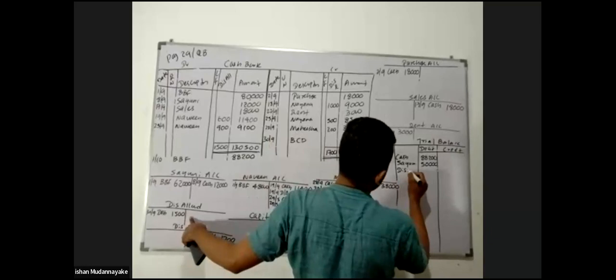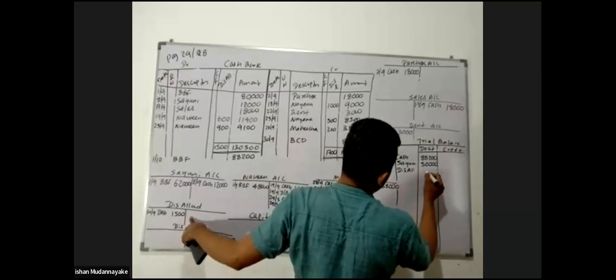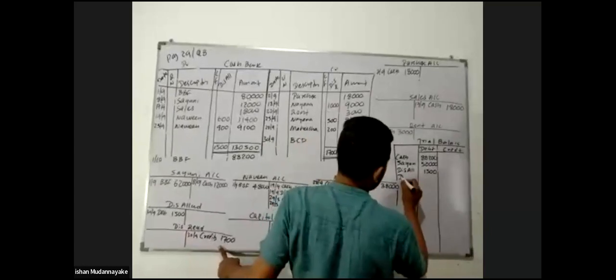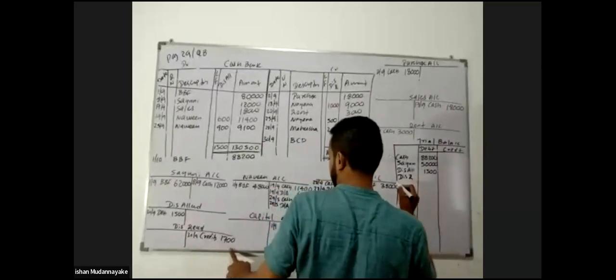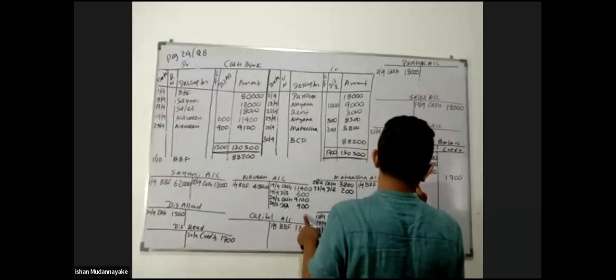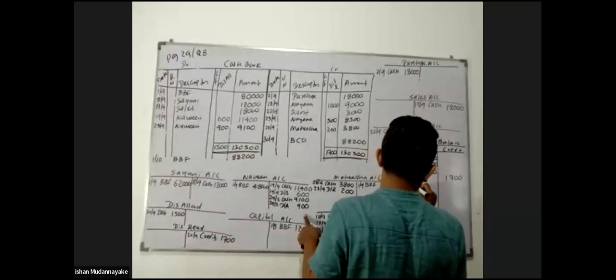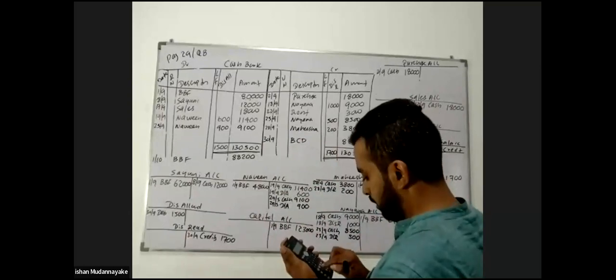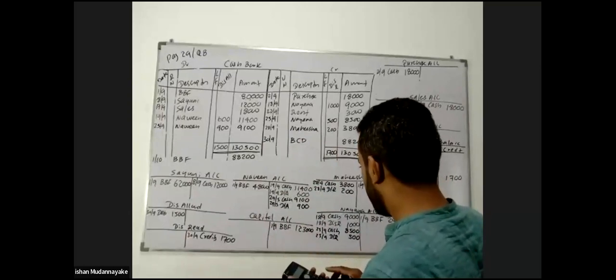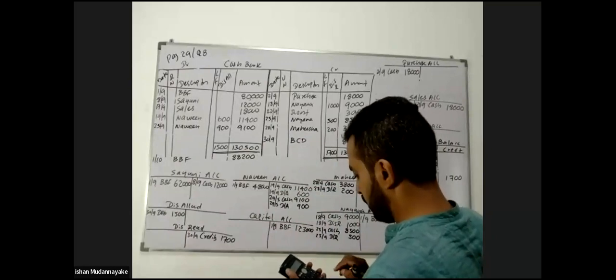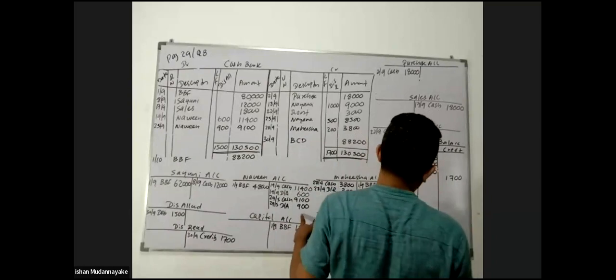Discount allowed, debit 1,500. Discount received, credit side 1,700. Naveen's closing balance, how much? Please check your answer. Naveen closing balance 40,000 minus 10,000, Naveen closing balance 26,000.